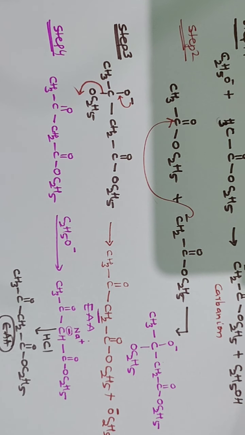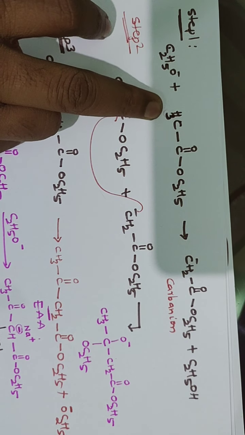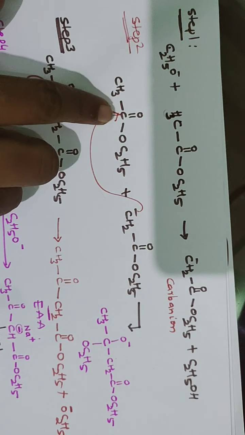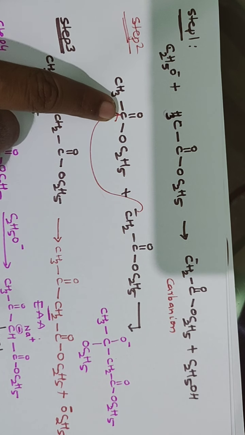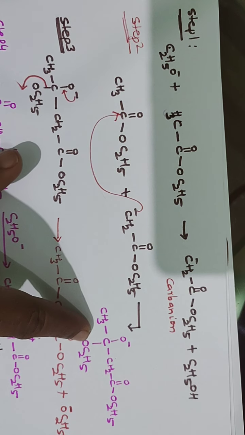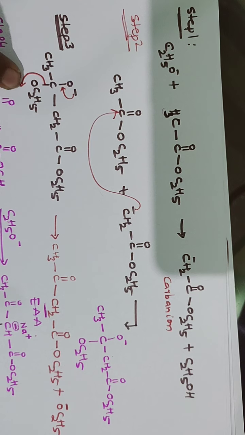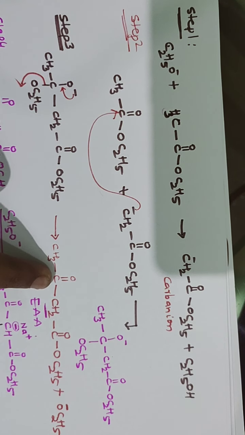So the reaction takes place in 4 steps. What are the 4 steps? In the first step, ethoxide ion removes a proton. The carbanion attacks another ethyl acetate molecule, resulting in the formation of this. Next, the O minus comes here, this goes off, resulting in the formation of ethyl acetoacetate.